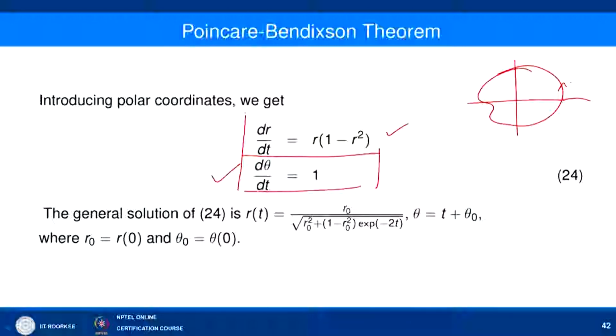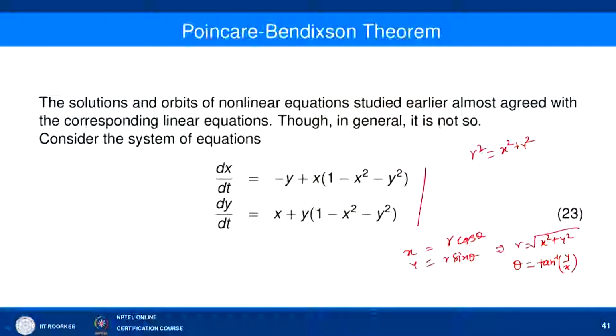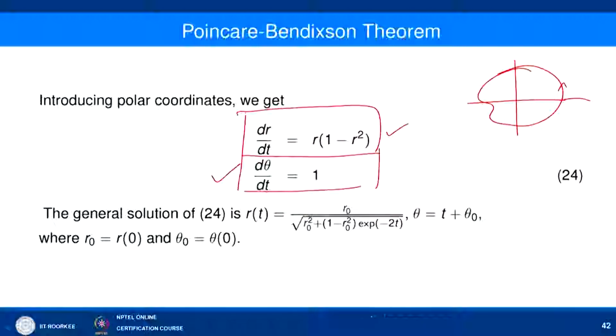Now, first let us find the general solution of equation number 24. The reason we can solve equation number 24 in a very easy manner is that dr by dt equal to r into 1 minus r square is in separable form, but equation number 23 is quite difficult to solve in the Cartesian coordinate system. So, that is one of the very important benefits of introducing the polar coordinate system. Now, let us solve this equation in polar coordinates.